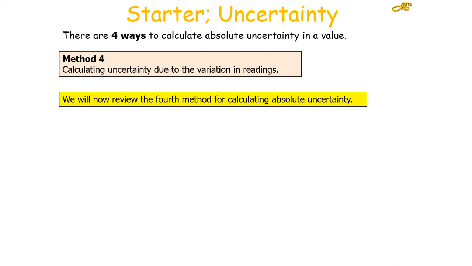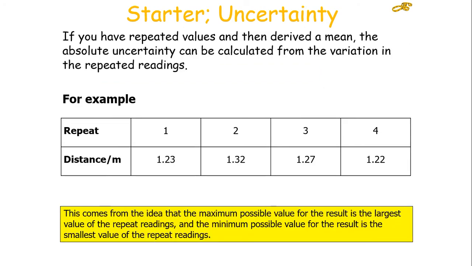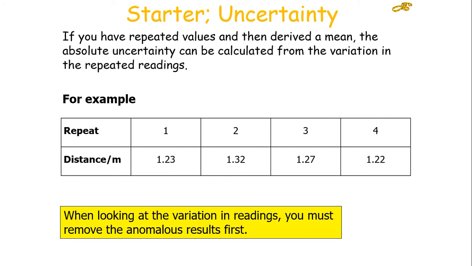Now the fourth way to calculate an absolute uncertainty is calculating uncertainty due to the variation in readings. Now if you've got repeated values and you've derived a mean, then the absolute uncertainty can be calculated from the variation in the repeated results. Now this comes from the idea that the maximum possible value for the results is the largest value of the repeat readings, and the minimum possible value for the result is the smallest value of the repeat readings.